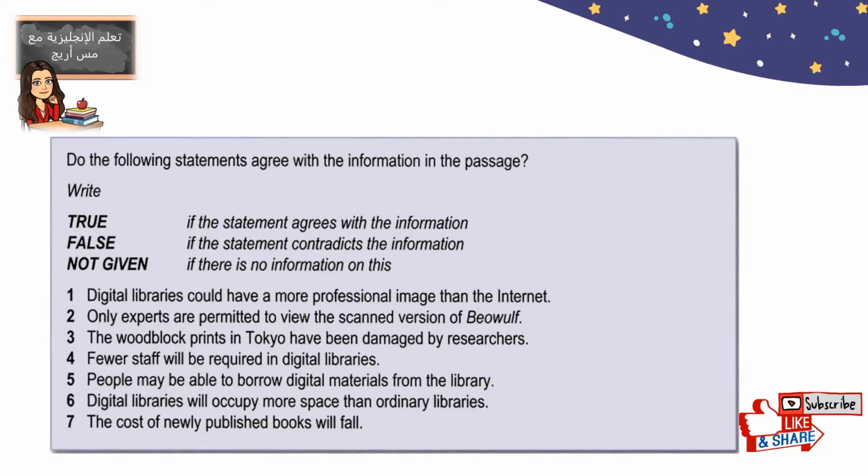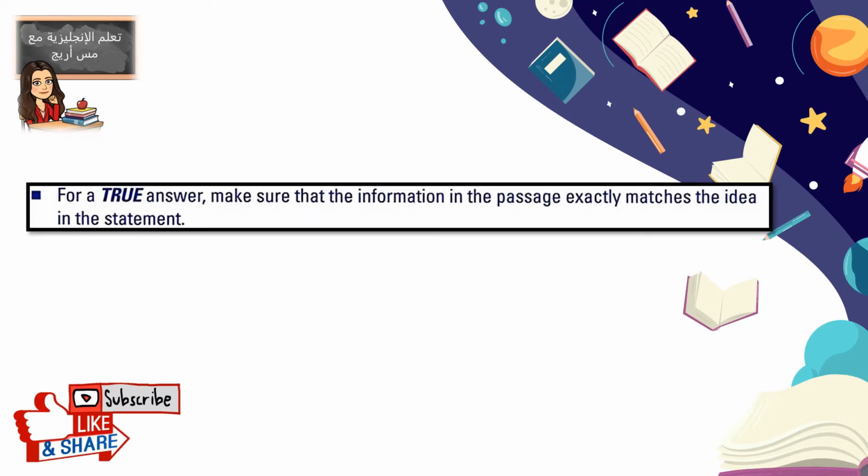Today we're going to talk about a new type of questions for reading, and that is the one that has true, false, or not given. Now, if it's a true answer, it means you need to make sure that the information in the passage exactly matches the idea in the statement. So, for example, if they said apples are red in the question, you have to go back to the text and check that it actually says apples are red.